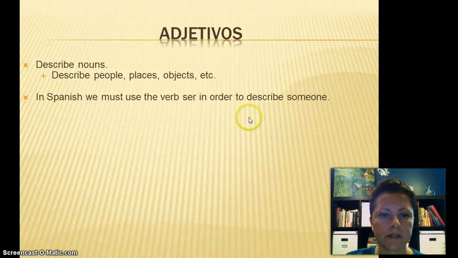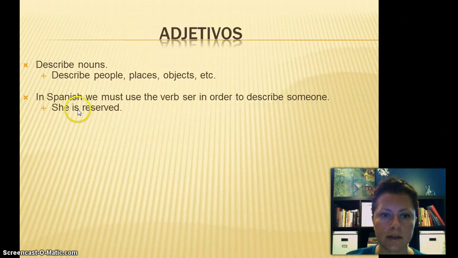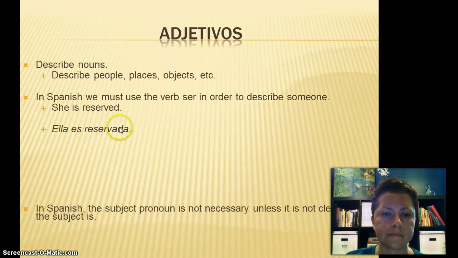So for example here, in English, we say she is reserved. We don't say she reserved. We need to say is. So same thing in Spanish. Ella, for she, right? Ella means she is reservada. Do not forget the verb ser.